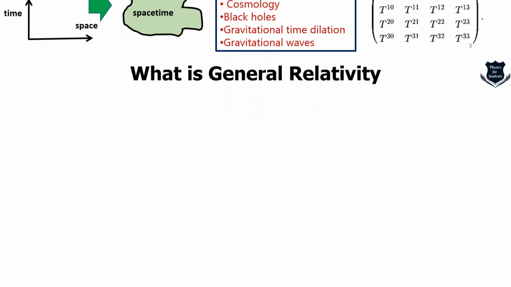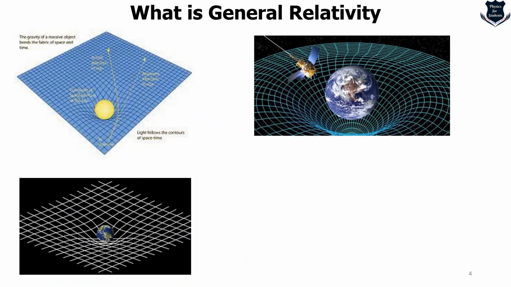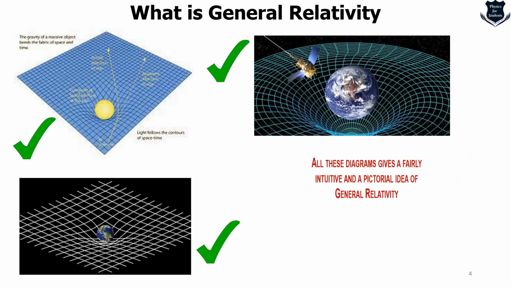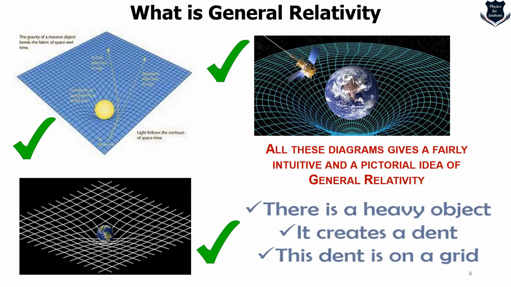But whenever you look into the picture of general relativity, or when you search about general relativity on the internet, you come across pictures like this. These actually are a pictorial and a schematic diagram of what is called general relativity. Now, some people say that this is not correct or this is not a purely mathematical description, but I would say both of this and this is correct, because all this does is that it gives you a fairly intuitive and an overall idea of what is general relativity.